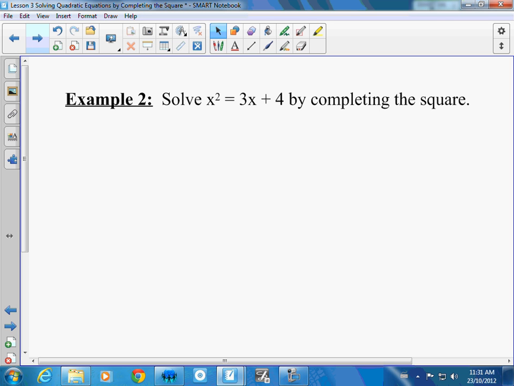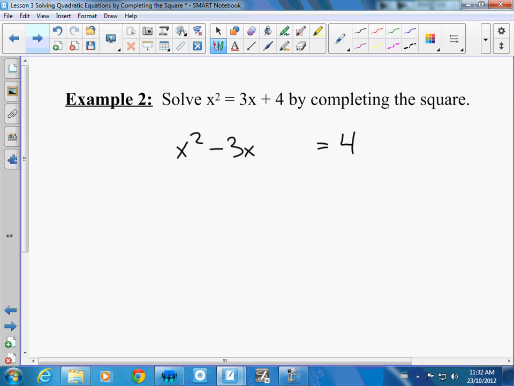Okay. We have x squared equals 3x plus 4. We're going to complete the square. But the difference is, guys, we're not going to make it equal to 0, we're going to leave the 4 on the one side. That's the difference this time. So what do we have to move first? We've got to move the 3x. Is that correct? Minus 3x equals 4. Now, why did I leave space here?